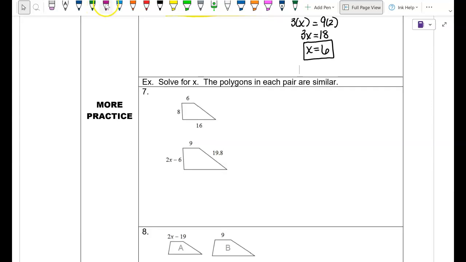Now, I know I have to use the 2x minus 6 because I'm looking to solve for x. What measurement in the top figure is going to match up with the 2x minus 6? The 8. So that is going to be one ratio. I can write 8 over 2x minus 6.